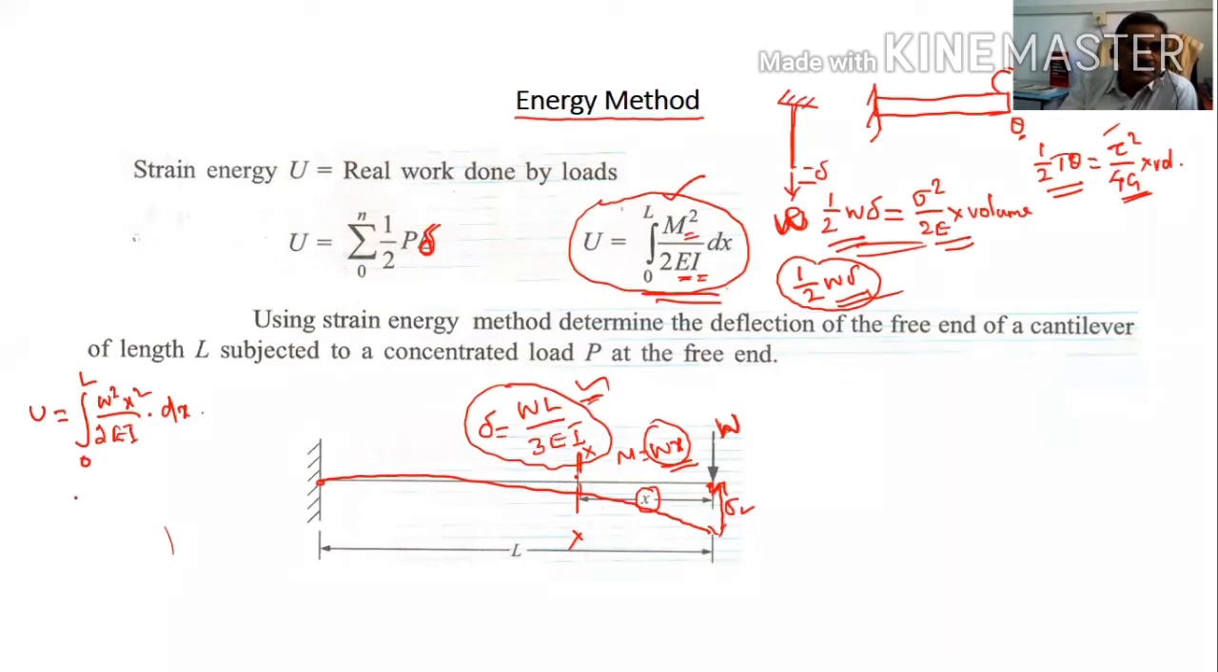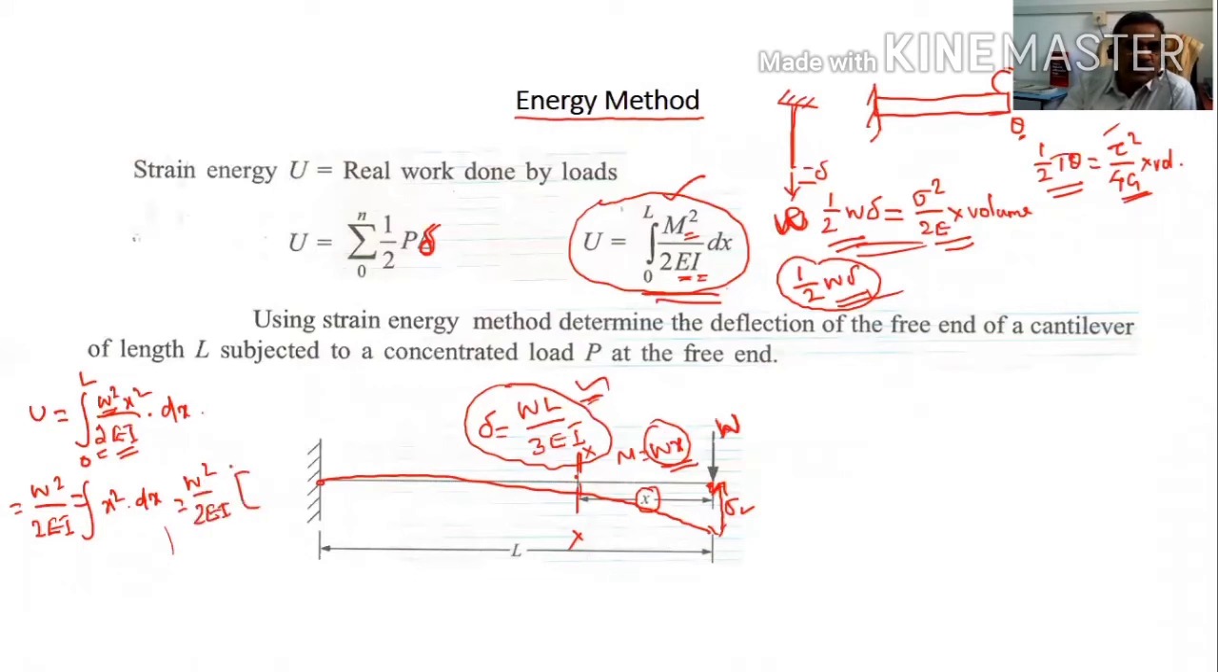And take the constants out. What are all the constants? W square is constant, 2 is constant, EI is constant. You take them outside. W square divided by 2EI, integral x square into dx.